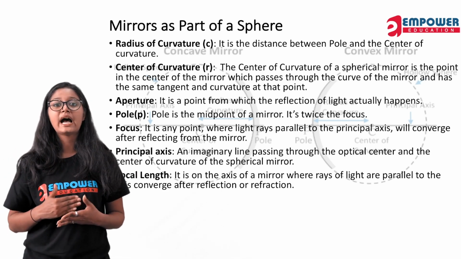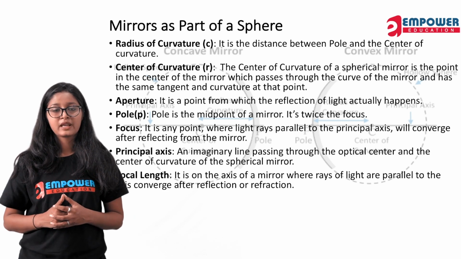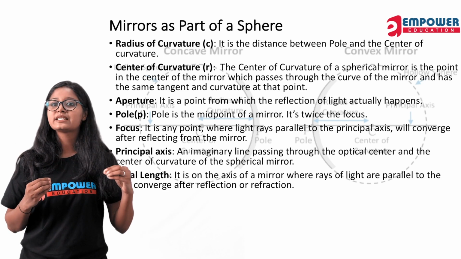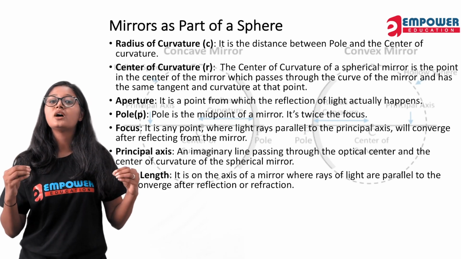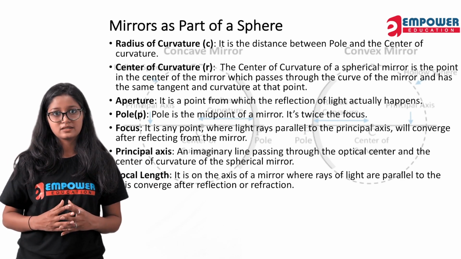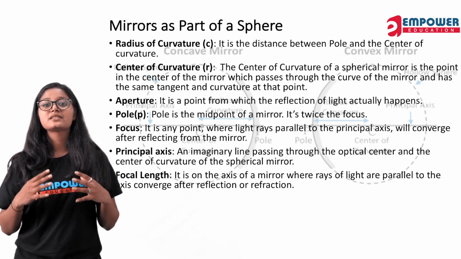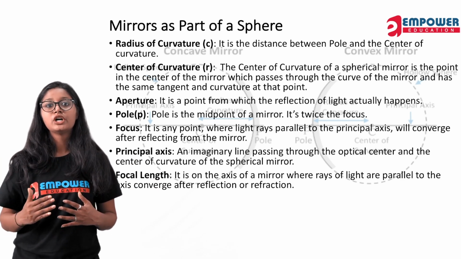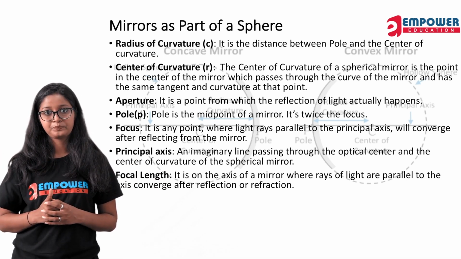Then next, we have the principal axis. I told you all that if we join the pole and the center of curvature and draw a line, this becomes the principal axis. Now, the principal axis is an imaginary line that is drawn perpendicular to the reflecting surface.